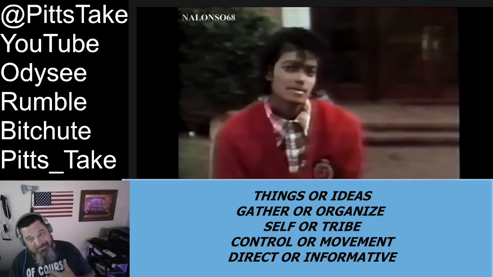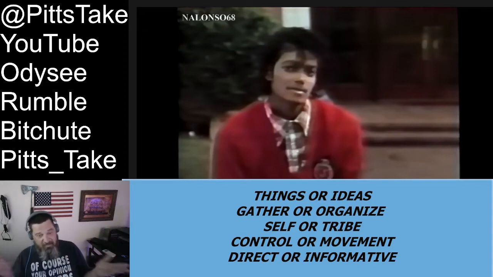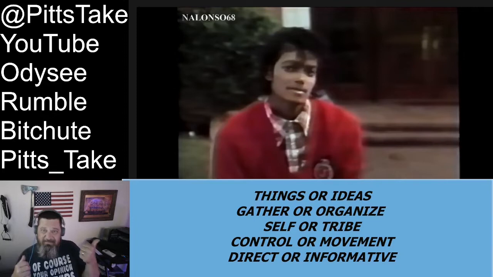The way that my system works is you do one of two things. You are either things or ideas. You are either looking at actual physical things that you can put your hands on, or you're talking about ideas, grand scope type things. You either gather new ones or you organize old ones. If you're things, that's an S, and if you're ideas, that's an N. If you gather, that's a P, and if you organize, that's a J.